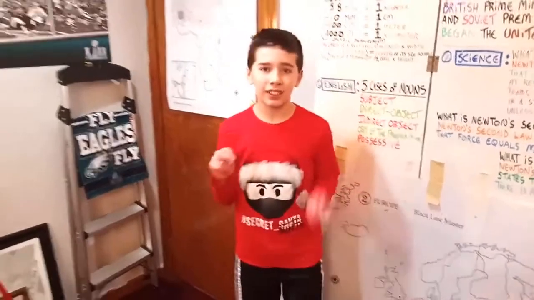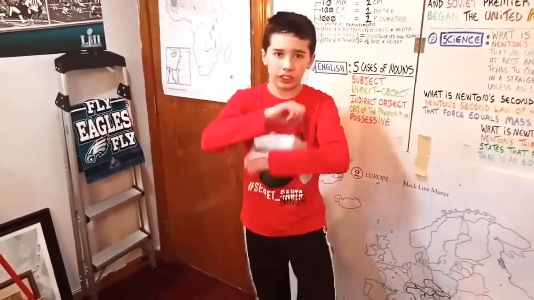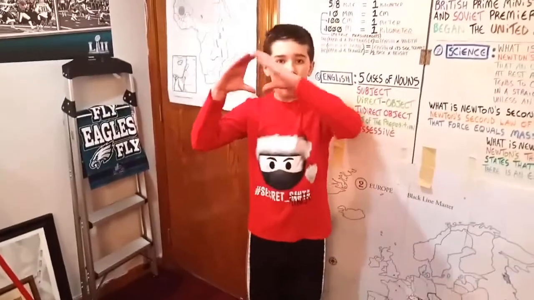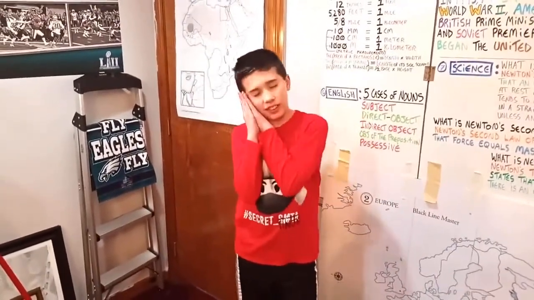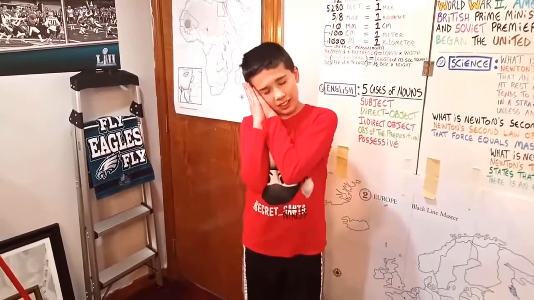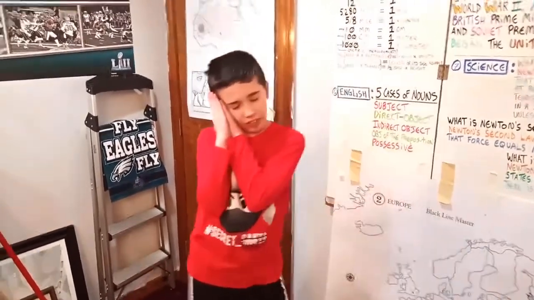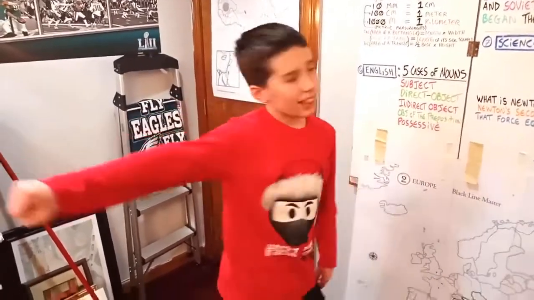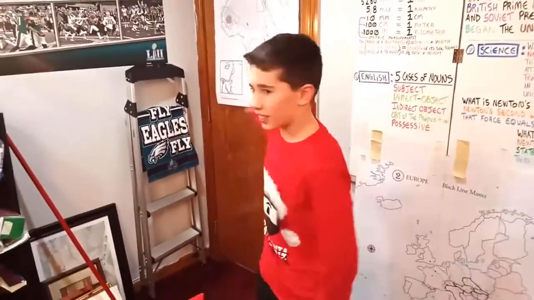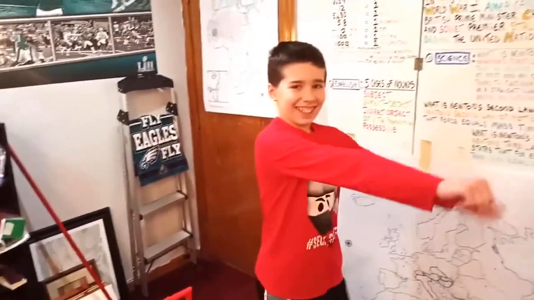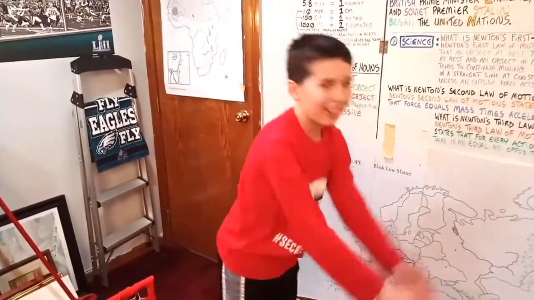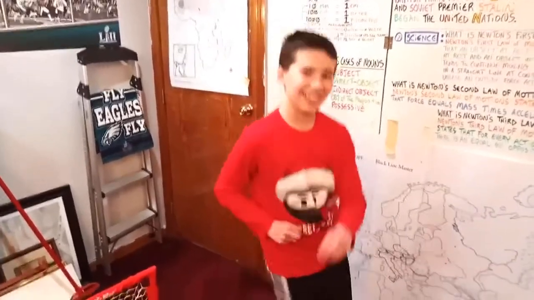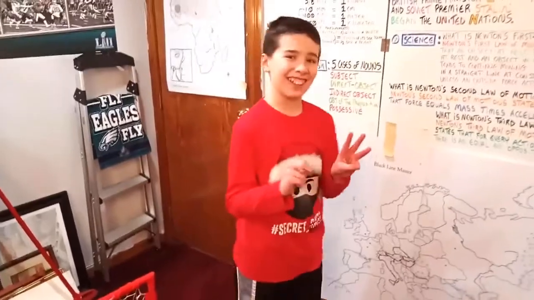What is Newton's first law of motion? Newton's first law of motion states that an object at rest tends to remain at rest, and an object in motion tends to continue moving in a straight line at constant speed unless an outside force acts upon it. These are Newton's three laws of motion.